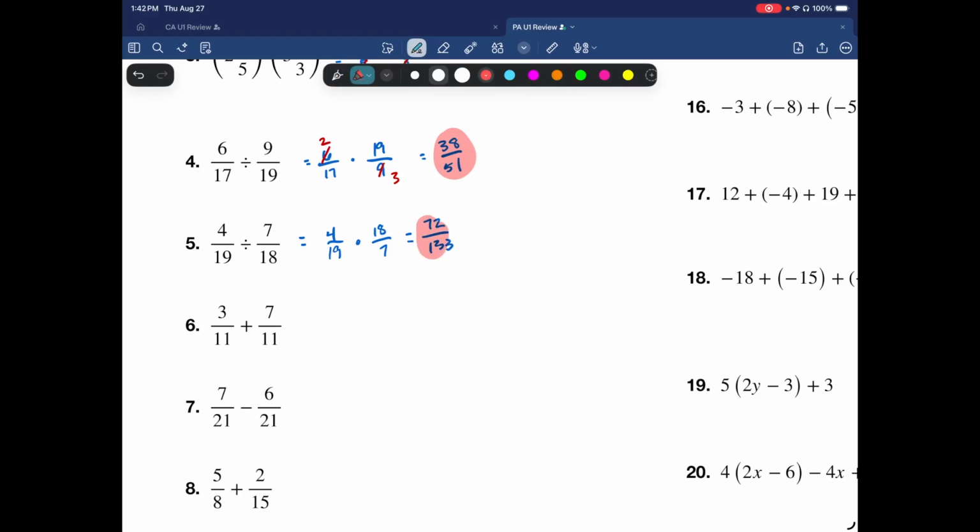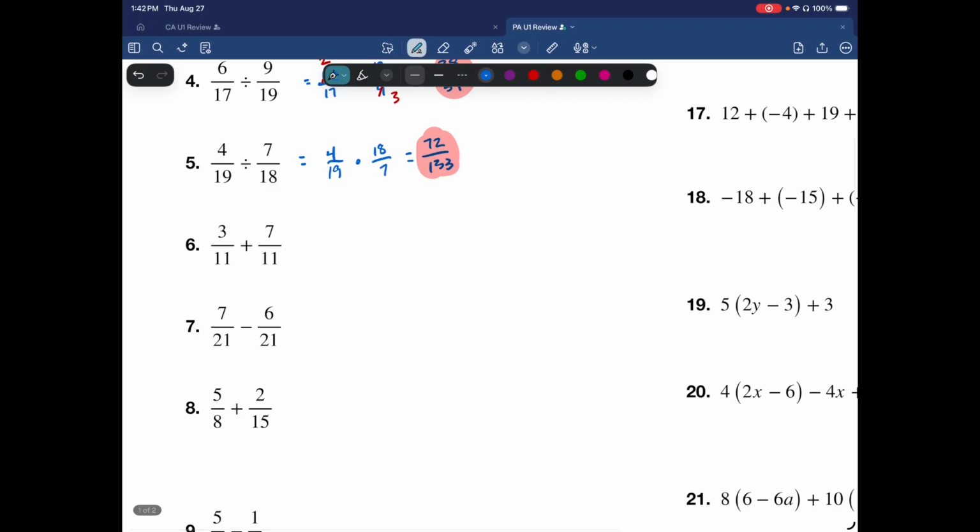All right, so if I could reduce at the end, I could have reduced early, and I highly recommend reducing early. On number 6, we're adding fractions, and you can only add or subtract fractions if you have common denominators. Well, on number 6, I have common denominators, so I just add up the top. 3 plus 7 is 10, so 10 over 11 is my answer here. On 7, same thing. Both denominators are 21, so 7 minus 6 is 1. 1 over 21 is my answer.